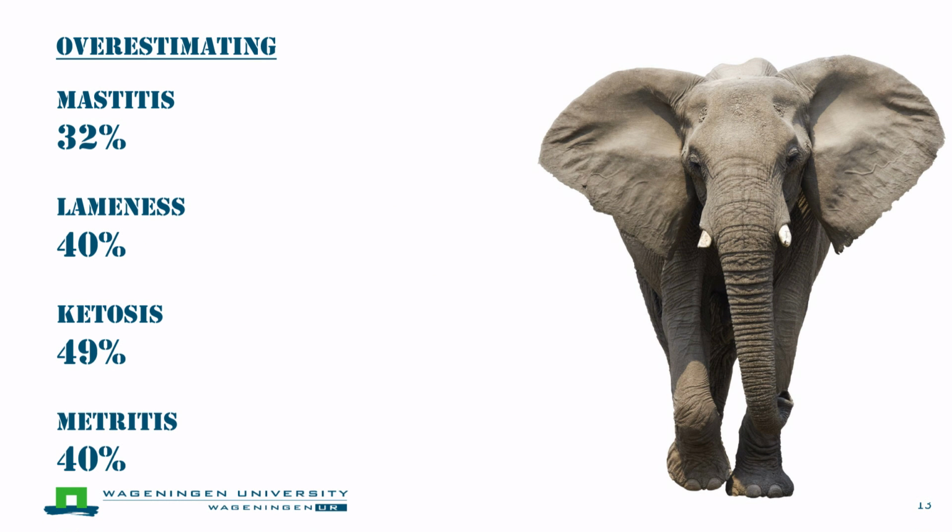When it comes to mastitis, a well-known disease, known by most veterinarians as a costly disease, and basic figures for a country are almost always present, even 32% of the veterinarians, farmers, and advisors overestimated the cost of mastitis by more than 50%, which means that if the cost of mastitis on a farm were 10,000 euros, they overestimated it by more than 5,000 euros. And that's where they base their advice on, or that's what farmers make decisions upon. But also for lameness, ketosis, and metritis, 40% overestimated the cost by more than 50%.